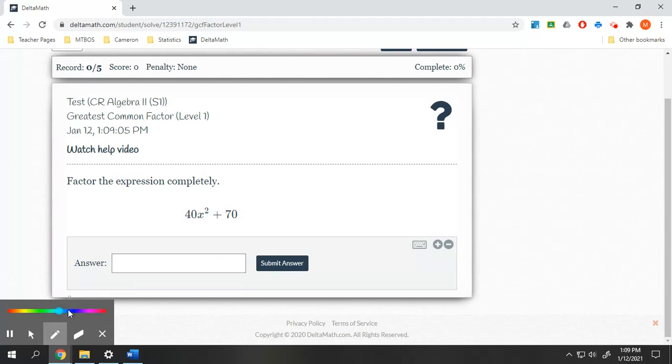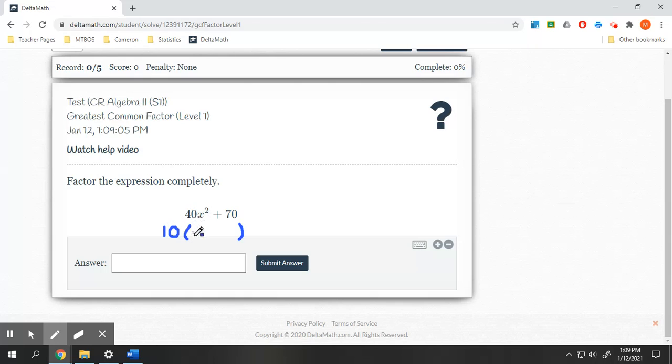All right, so here is what I see when I see this problem. I have 40x squared plus 70. And what I'm trying to do is factor out the greatest common factor. Now here is what I see. I have an x squared, but since I don't have an x here, I can't really factor out an x squared or an x. But I do have a 40 and a 70, and both of those are divisible by 10. So I'm going to go ahead and factor out a 10, and let's talk about what's left over.